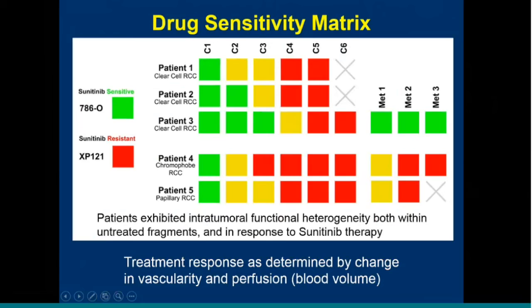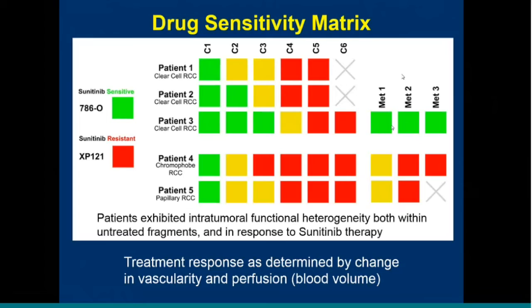We also compared them to tumors grown using the 786-O cell line, which is known to be sunitinib sensitive, as well as sunitinib resistant, such as the XP121, which is a patient-derived cell line, which is well known to be resistant to sunitinib. And so you can see, for instance, that patient 3, which was patient 29 in our example before, with clear cell RCC, had the vast majority of their cores being sensitive to sunitinib. A couple of them are maybe a bit suspect, but luckily all their metastatic cores appear to be responding well.